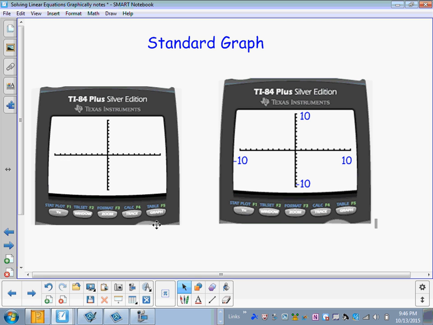So go ahead and hit graph on your calculator, and since you've reset it, you should get what we call the standard graph. We have an x-axis and a y-axis, and the range of those axes are -10 to 10 and -10 to 10.